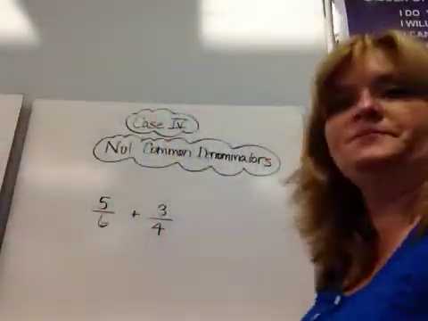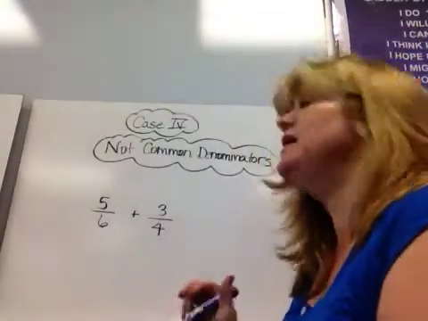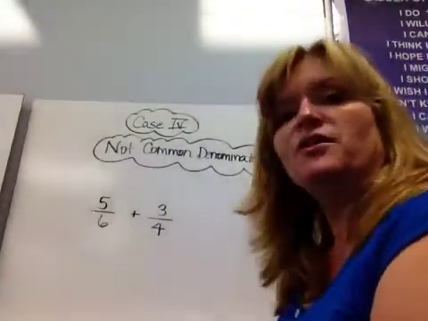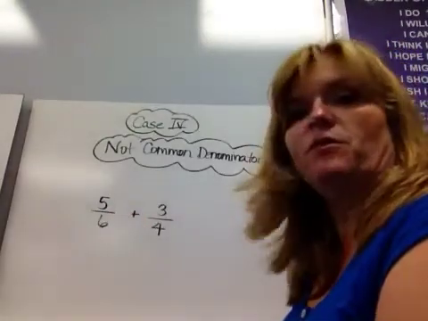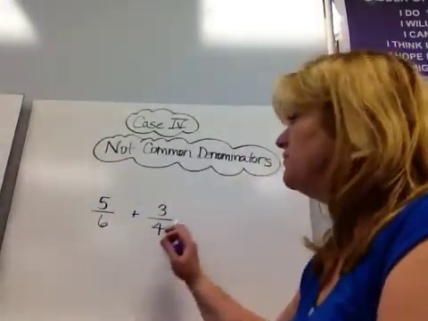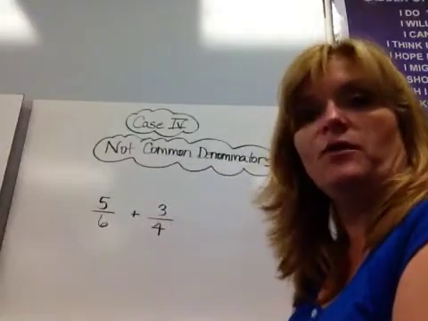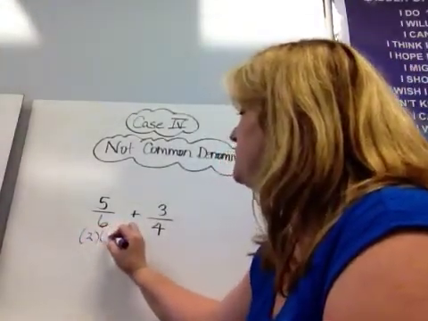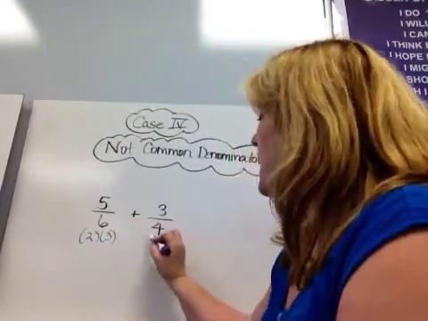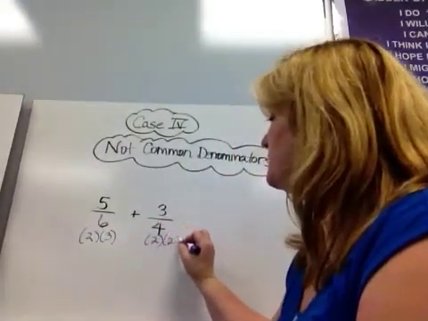Case 4 of not common denominators. This one is a mixture of the first two cases. So I have the fraction 5/6 plus 3/4. 6 doesn't go into 4, 4 doesn't go into 6, if you will, or factors of it. So I'm going to factor this to see what this is. This is 2 times 3, and this is 2 times 2.